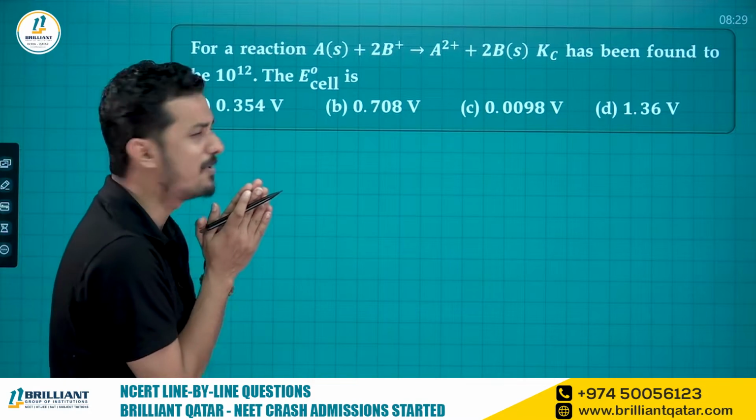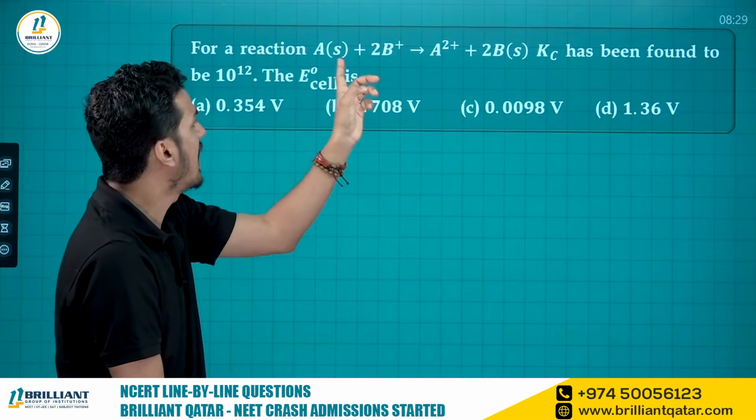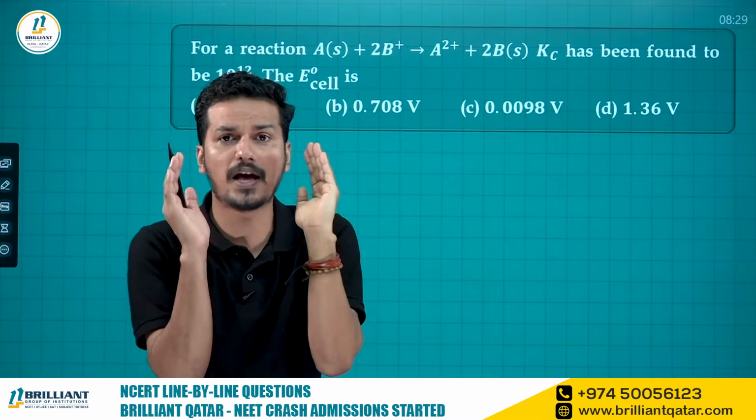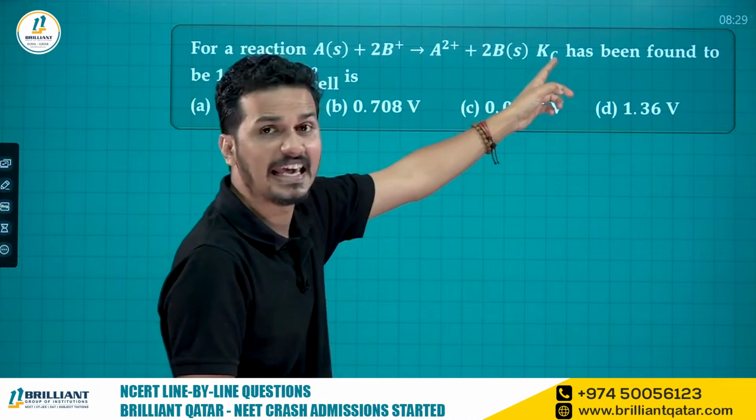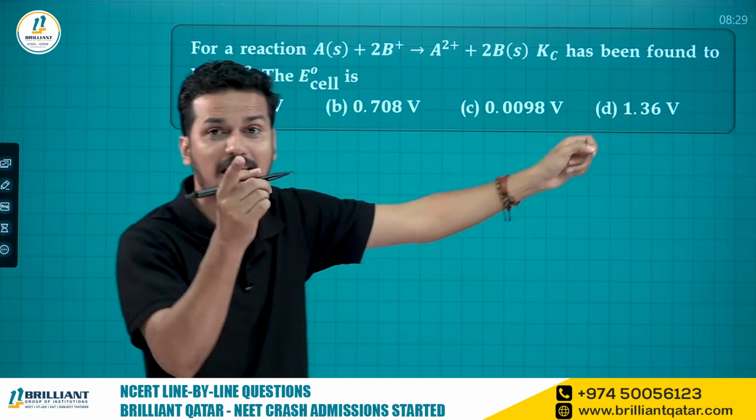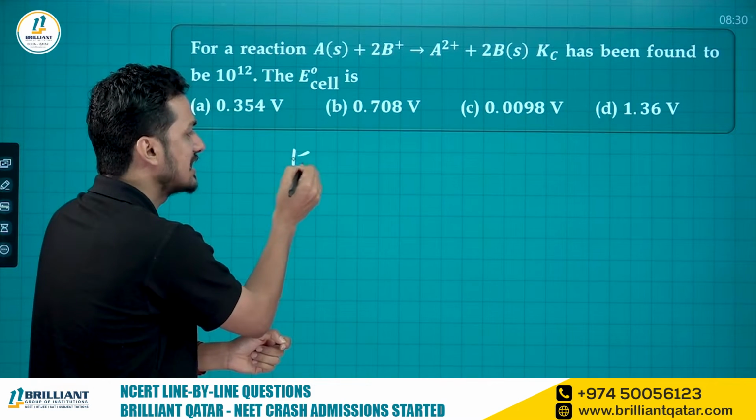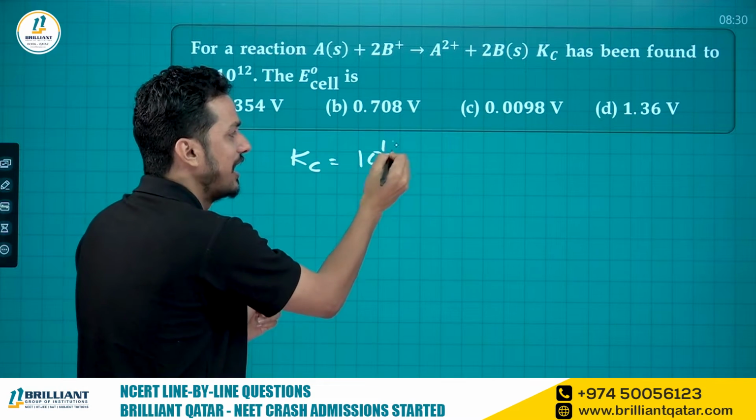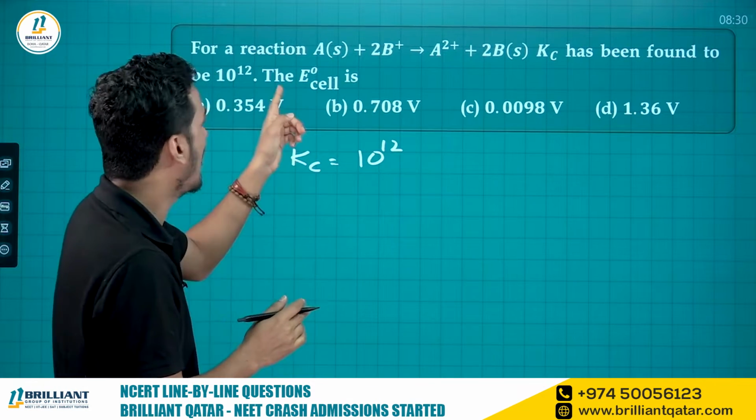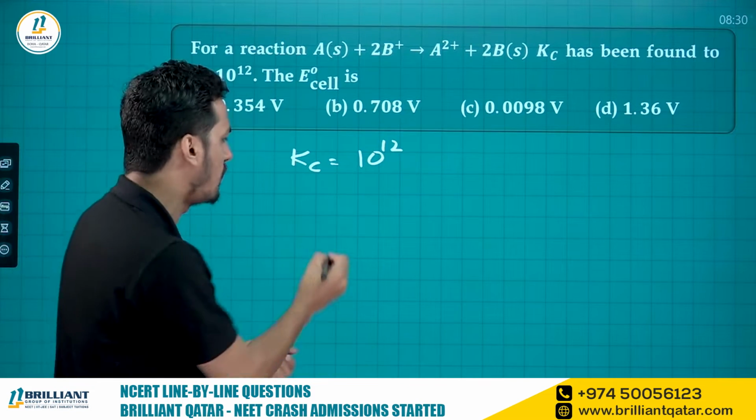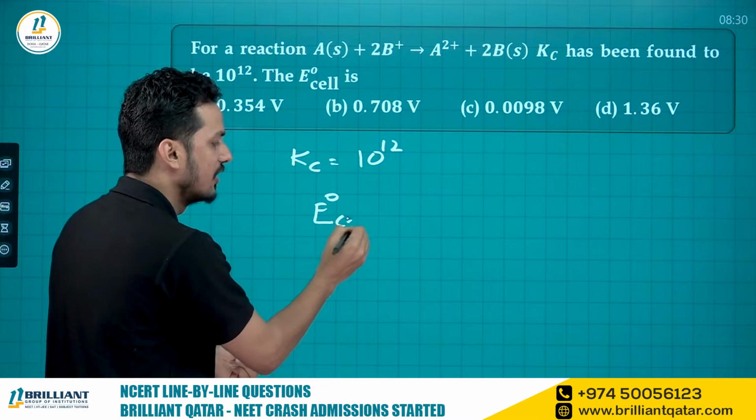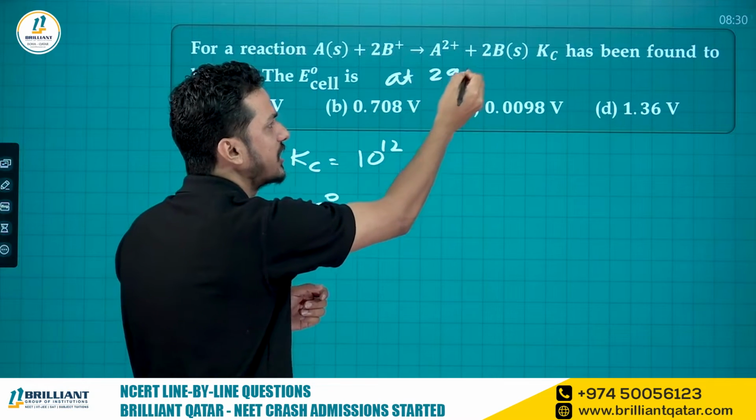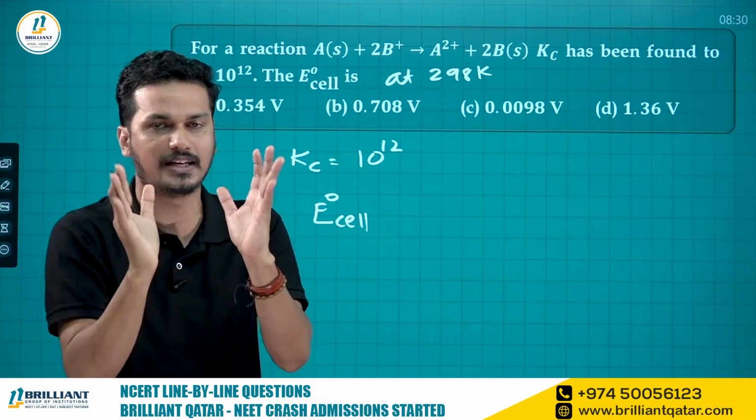What's the question? Come on everybody. For a reaction, A solid plus 2B plus gives A2 plus plus 2B solid, Kc has been found to be, the equilibrium constant is given. What's the Kc value? 10 raised to 12. And the E0 cell value: what's the formula for finding E0 cell? This is at 298 Kelvin. Even if they are not giving it, you have to remember 298 Kelvin.